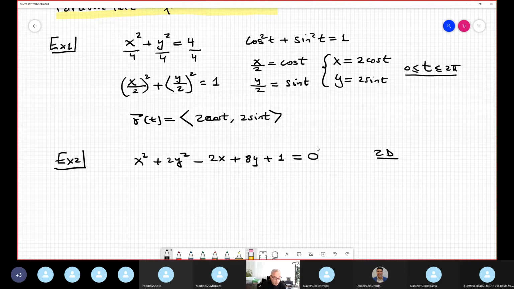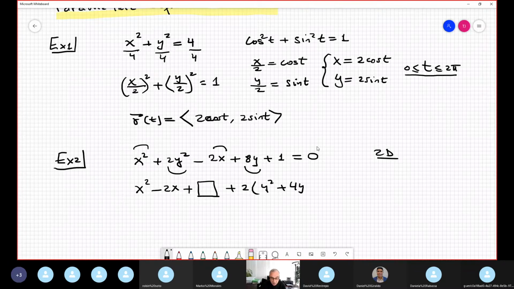Okay, now to organize this a little bit, for example, I organize the x part. So x squared minus 2x plus one number that completes the square, you know that idea, plus 2 times y, factoring out 2, y squared plus 4y plus another box. This is the organization. On the right hand side I put -1, because this one is going to move to the other side, and 2 boxes.